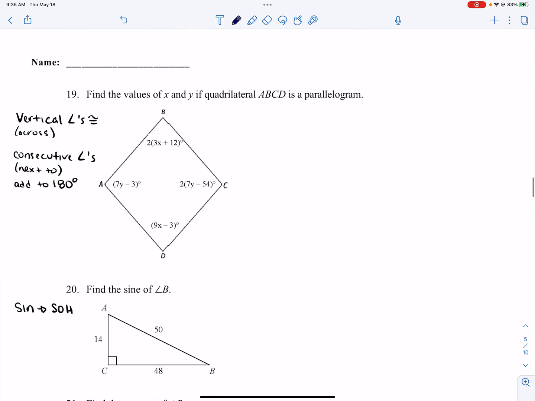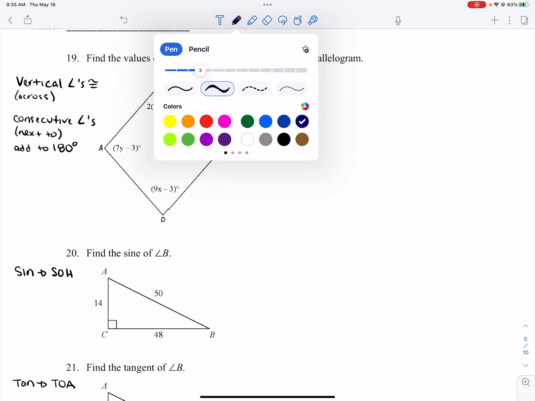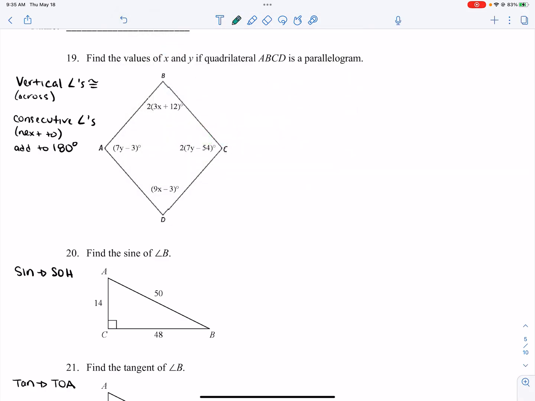Number 19. Find the values of x and y if the quadrilateral ABCD is a parallelogram. So they're telling you that it's a parallelogram. When they tell you that, that means that my angles that are across from each other, or diagonal to each other, are going to be equal to each other. So if these are equal, I can set them equal to each other and solve.